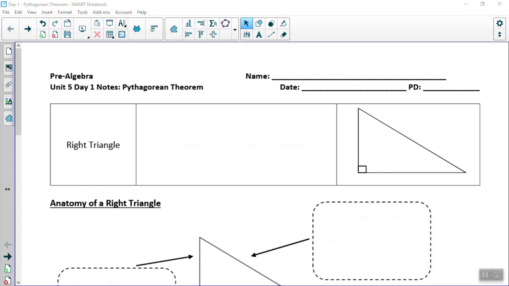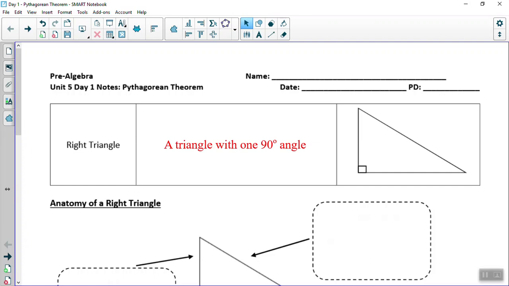Hi everyone, today we'll be talking about the Pythagorean theorem. So the Pythagorean theorem is a theorem that goes along with right triangles. So first let's review what a right triangle is. A right triangle is a triangle with one 90-degree angle.